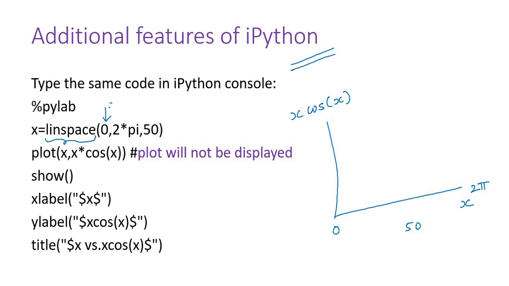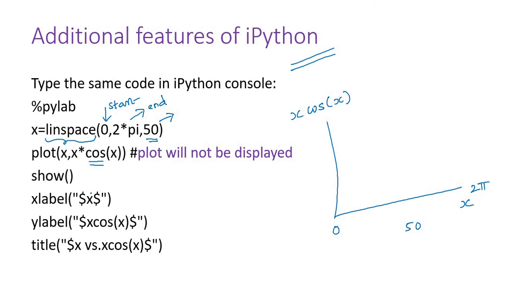This is the start index, end index, and this is the total number of data points. So it will generate 50 data points from 0 to 2 pi. Then again, this cos x is defined. So I am just plotting x versus x cos x.